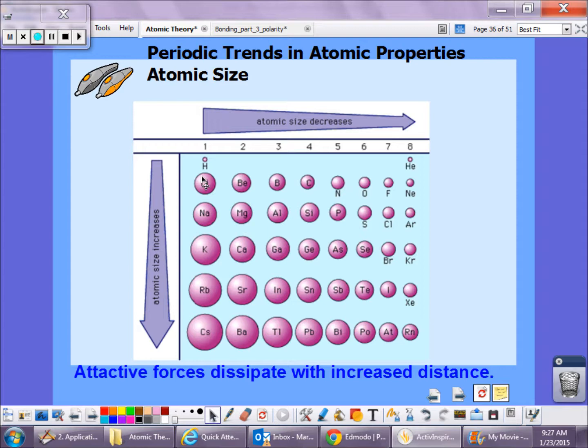Why does it increase as you go from top to bottom? Because as you move from top to bottom, the number of energy levels increases. Lithium has 2 energy levels, 2 rings, 2 shells. Okay? Sodium has 3, potassium has 4. So if you have more energy levels, more principal quantum numbers, if you have more shells, of course those valence electrons will be farther away from the nucleus. So talk about distance from the nucleus going down a group.